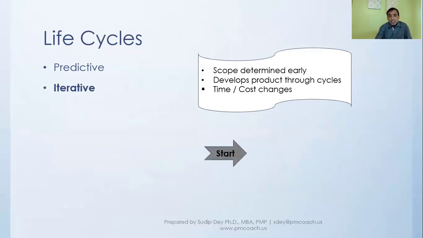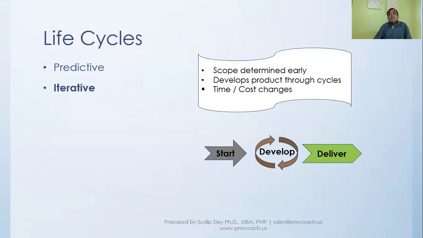The way it looks is, we start, and then through iteration, we develop. We develop through iteration, and finally, we deliver. So there are multiple iterations that go on, but at the end of it, there's one deliverable, we deliver once. So this is what we call the iterative life cycle.